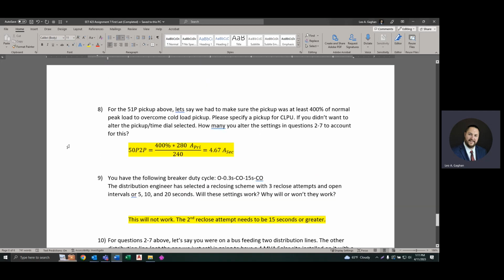Number 8, for the 51P pickup above, let's say we had to make sure the pickup was at least 400% of normal peak load to overcome cold load pickup. Please specify a pickup for the cold load pickup. If you don't want to alter the pickup and time dial selected, how may you alter the settings in questions 2.7 to account for this? So, to calculate the cold load pickup, it was just 400% of the peak load. That got us to our 4.67.